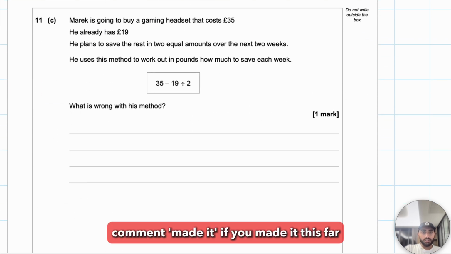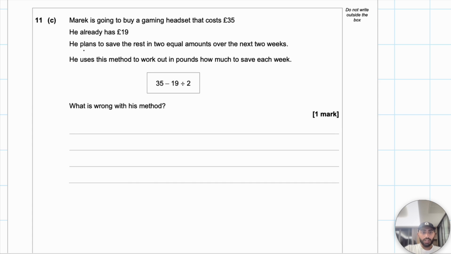Question C. Marek is going to buy a gaming headset that costs £35. He already has £19. He plans to save the rest in 2 equal amounts over the next 2 weeks. He uses this method to work out in pounds how much to save each week. So he's got his £35, that's the cost of the headset. Then he takes away 19 divided by 2.